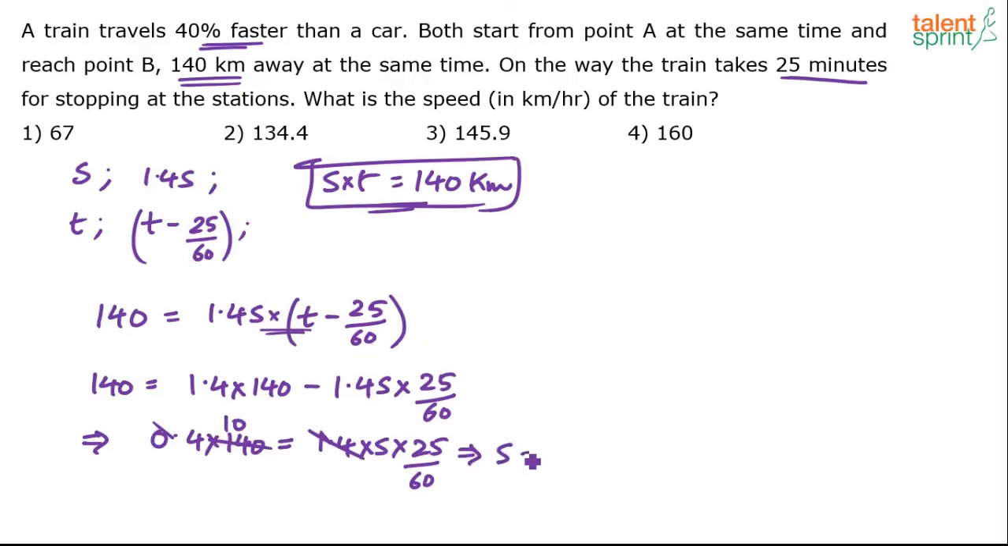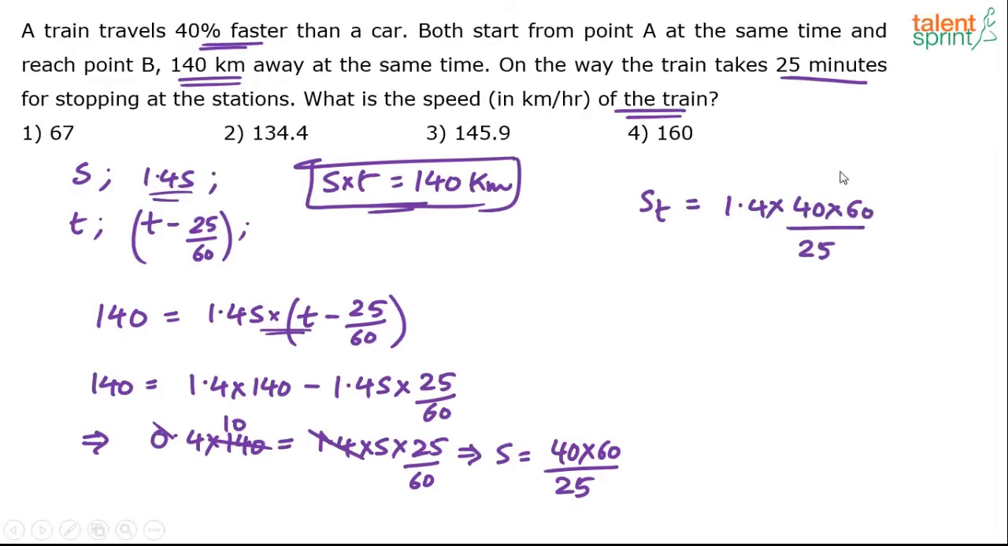So speed of the car will be 40 into 60 by 25. I'm not simplifying it here because I have to do one more calculation, right? See, this is the speed of the car. He's asking us to find out the speed of the train. What is the speed of the train? 1.4 times the speed of the car. 1.4 into the speed of the car, which is 40 into 60 by 25. Solve. I think this is like 8 times and 5 times. This is like 12 times. 8 into 12, 96. 96 into 1.4.